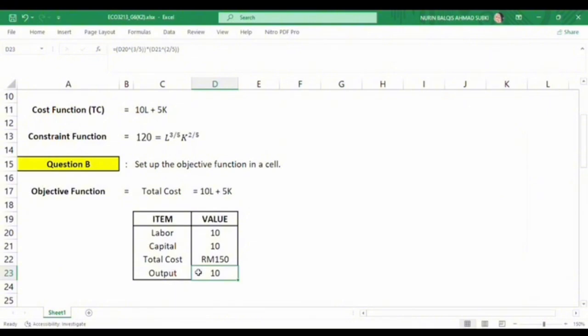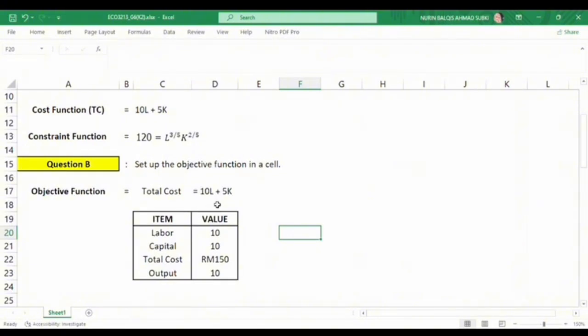For question B, we are required to set up the objective function in Microsoft Excel. The objective of the firm is to minimize total production cost while satisfying the output requirement. Therefore, the objective function is the total cost function, TC equals 10L plus 5K.